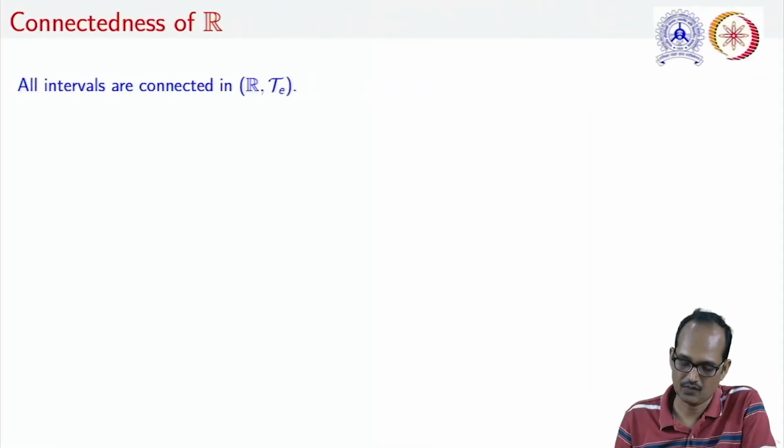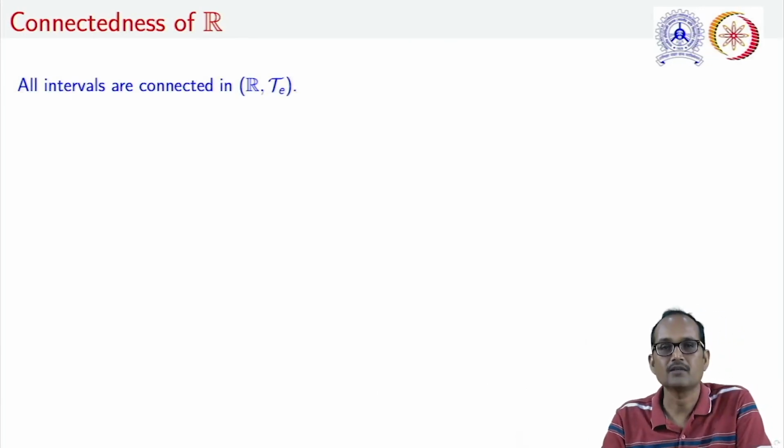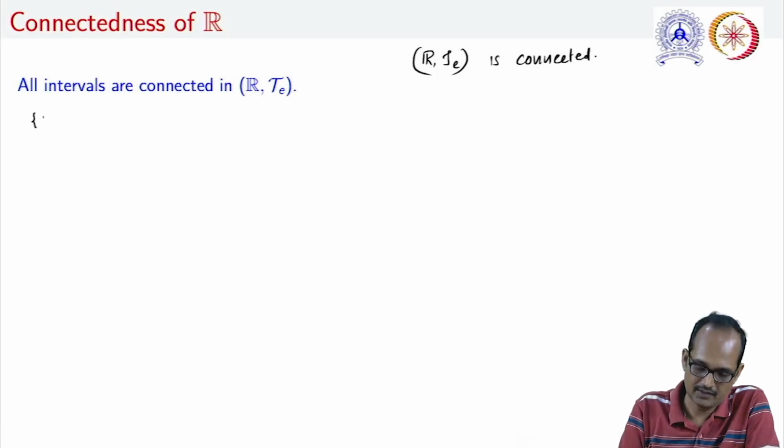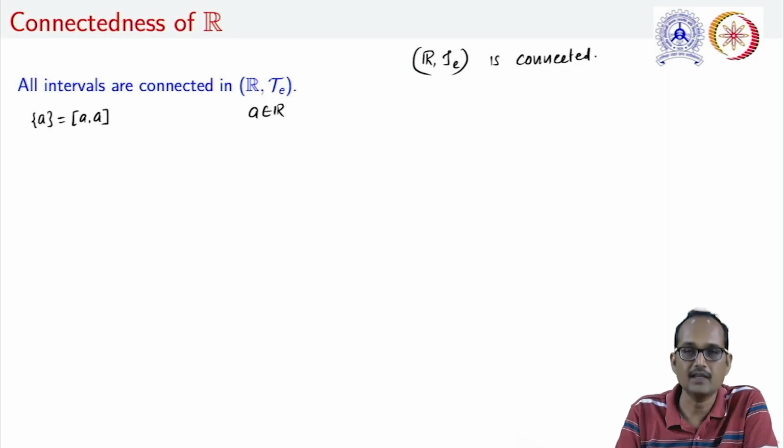As we have already justified that the real line with Euclidean topology is connected, therefore Rn with Euclidean topology is also connected. Moving ahead, by using the fact that this real line with Euclidean topology is connected, we can justify that all the intervals are also connected. Even if we begin with the singleton set A, where A is a real number, note that the singleton set A can be visualized as this closed interval A, and we know that singleton sets are always connected, therefore this is connected.